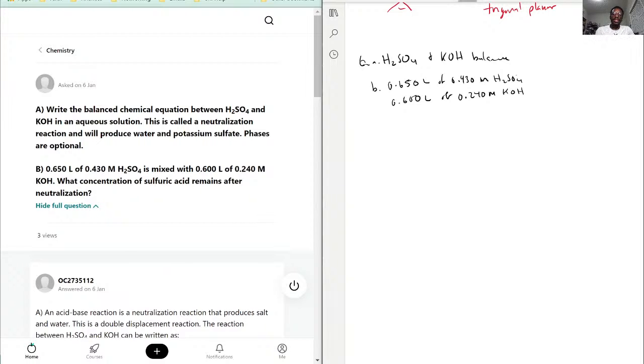So first let's balance the equation, okay? So H2SO4 and KOH. And it says to produce water and potassium sulfate. So sulfuric acid plus potassium hydroxide. Okay, it's going to neutralize to water, as they said, plus potassium sulfate.